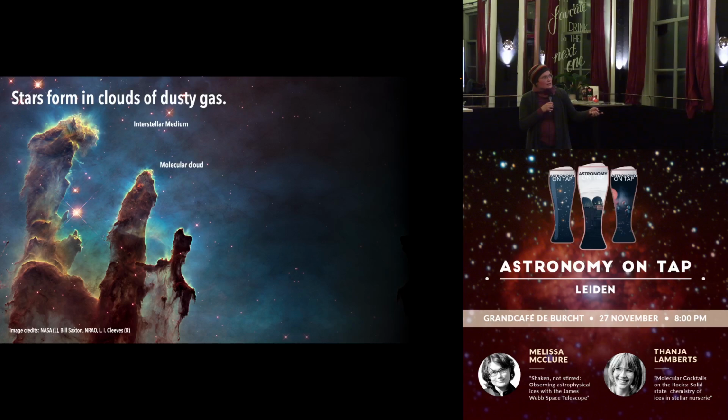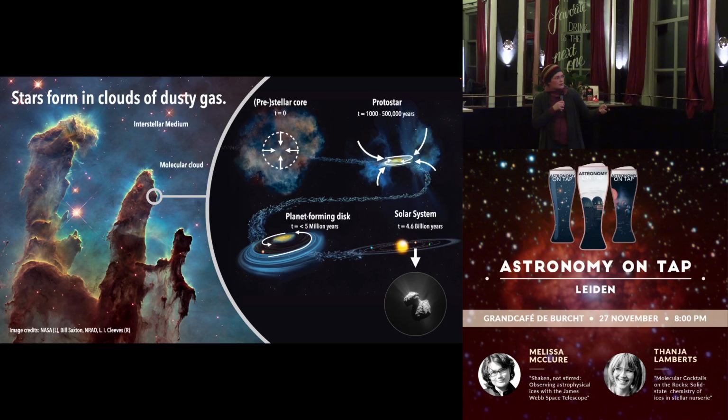Now, ices form initially in dense molecular clouds, like Tanya was saying earlier. This is an example of the Pillars of Creation, a picture that's really famous from the Hubble Space Telescope. Within these clouds, there are denser prestellar core regions. This sets the T=0 moment of star formation. These dense regions collapse to form a central protostar. That central protostar has material that feeds into it from the molecular cloud.